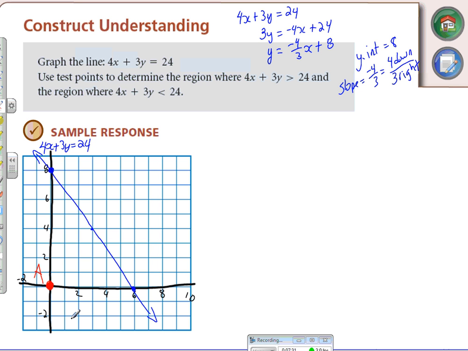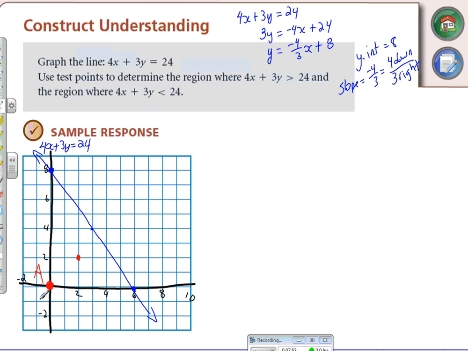Let's pick another point. Let's pick, I don't know, up over here. Actually, let's pick one down here first. We'll go here, 2 and 2. Let's try that one. Let's pick something in the negatives.